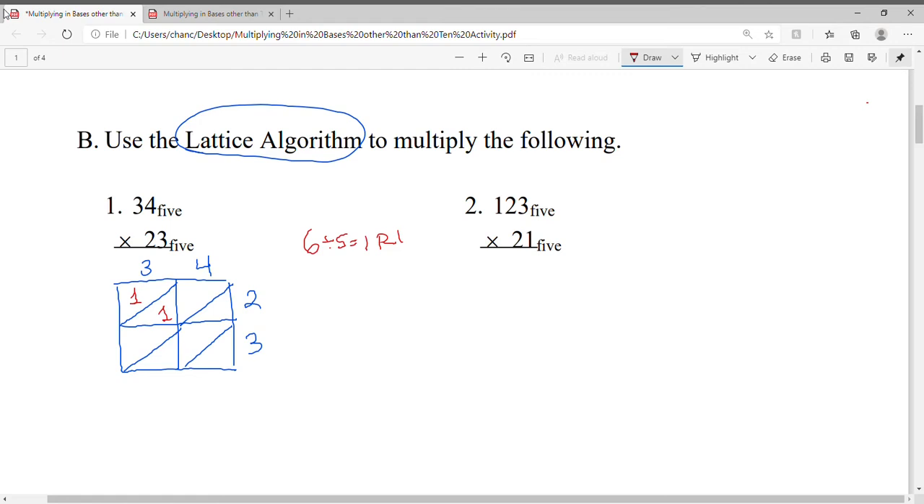Then we'll multiply 4 times 2, that's 8. 8 does not exist in base 5, that's 1, remainder 3. Put a 1 here and a 3 here. Then we'll multiply 3 times 3, that's 9. That does not exist in base 5. That's 1, remainder 4. 1 here, 4 here. Then we'll do 4 times 3, that's 12. We'll convert that to base 5. That's 2, remainder 2. 2 here, 2 here.